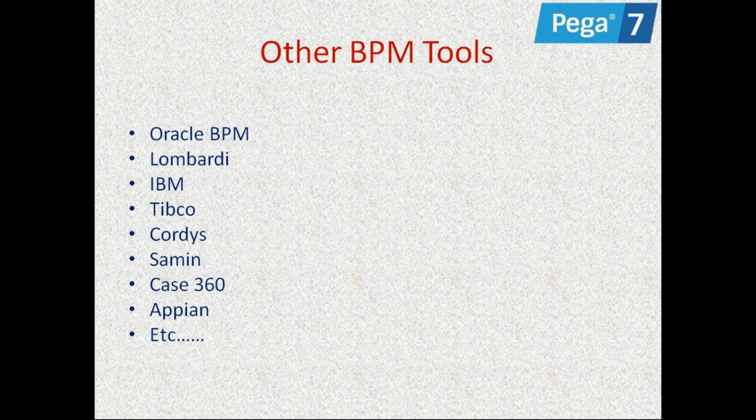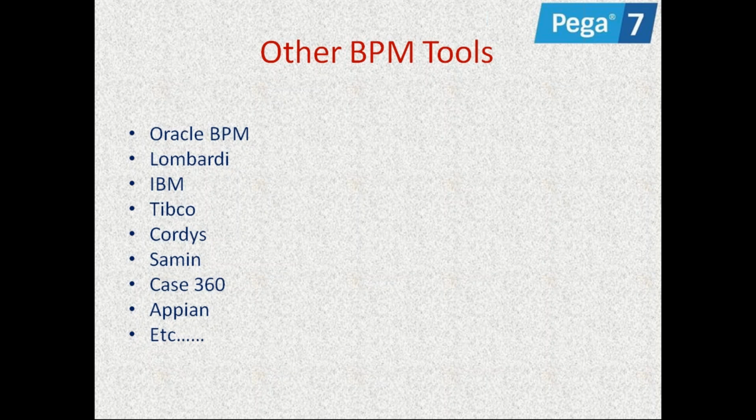In the market, there are many BPM tools. I listed a few here. Oracle, Lombardi, and Microsoft also has one major BPM tool. IBM contains some small tools, some 50 to 100 tools. Those are only middleware tools, but they also come under the BPM category. TIBCO is a middleware tool. Also Cordys, Case, Appian.